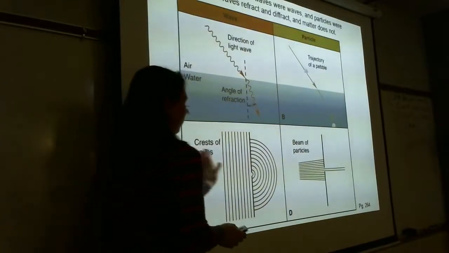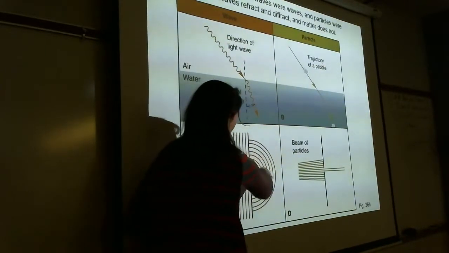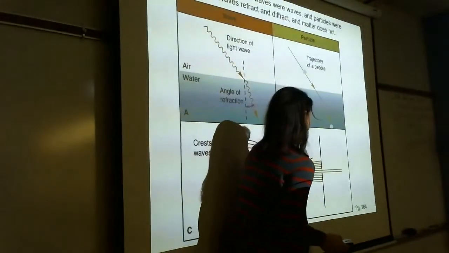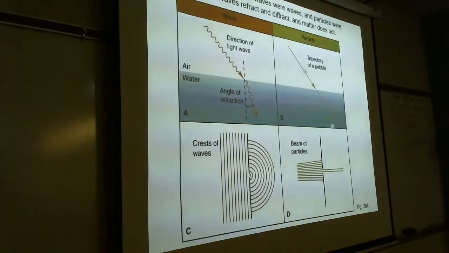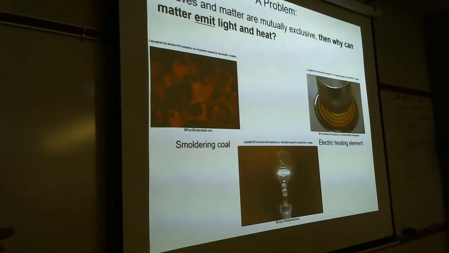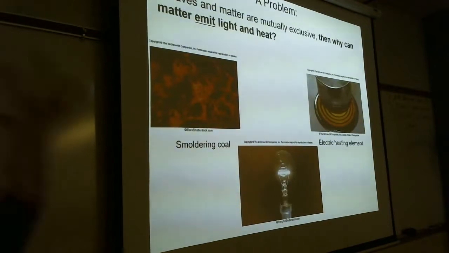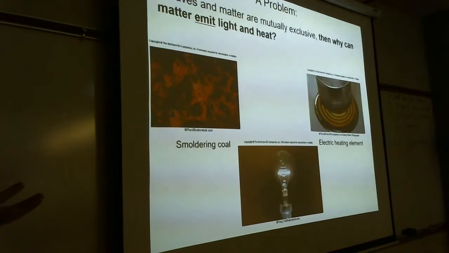You can think about waves on the seashore, right? And then there's a little hole. They go out in those crests. Whereas if I'm shooting beams of particles, these ones stop and these ones just keep on going straight, right? Those are beliefs about waves versus particles. But we know, we have the advantage of where we are in the timeline, that the belief about matter being separate from energy can't be true, right?